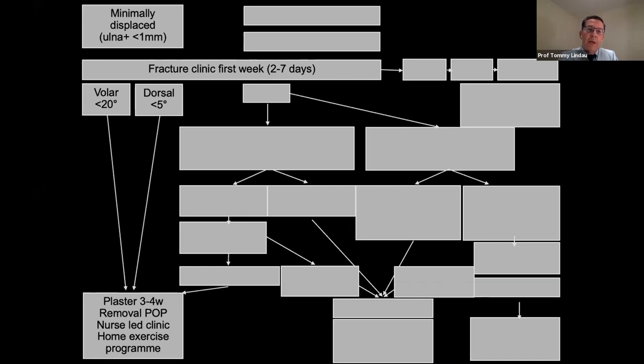So if we go back to the fracture clinic and we start with the first group of patients coming with a minimally displaced fracture, which is an ulnar plus less than 1 millimeter, it can thereafter have a slightly dorsal tendency, but less than 5 degrees of dorsal angulation, or less than 20 degrees of volar angulation. For those patients, there's strong evidence to use a plaster for 3 to 4 weeks. Practically, we can remove that plaster in a nurse-led clinic, and these patients fare well with just a home exercise program.